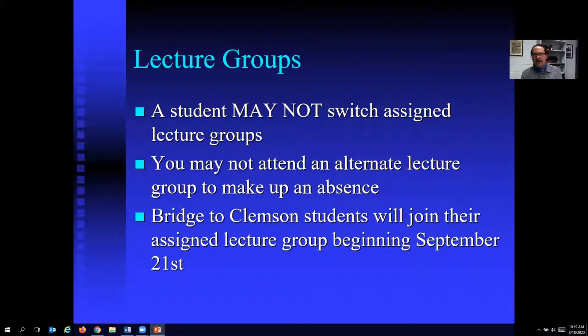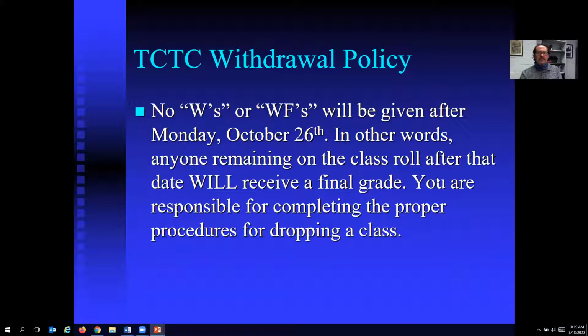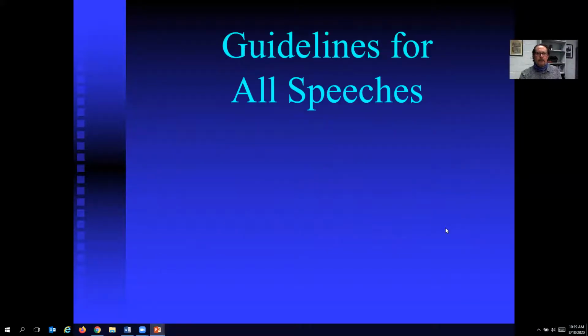You can't make up an absence in another lecture group. You can only attend on the day that you're assigned. And like I said, you guys begin your on-campus attendance on the 21st of September. The last date that you can drop a class and still receive a W is Monday, October 26th. I'll remind you of that date as we get closer to it.